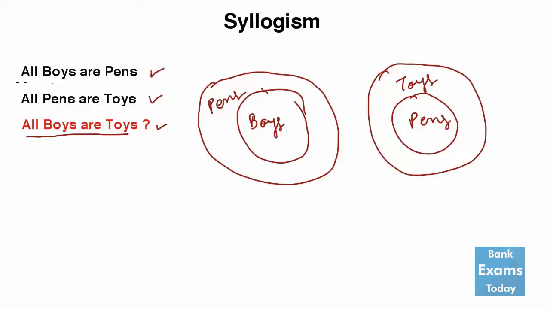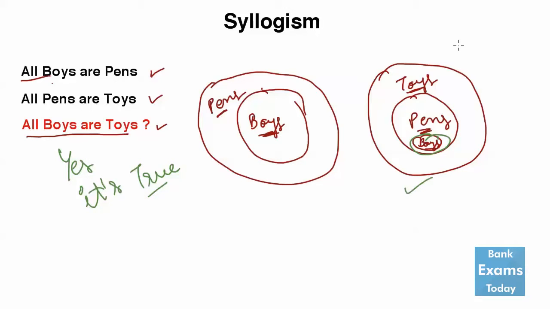So understand this. All the boys are pens. All the boys are part of the bigger circle, that is pens, and all the pens are part of the bigger circle, toys. So we can combine this. Boys is here, a smaller circle inside the pens. So all boys, this smaller circle, are a part of the bigger circle, toys. So yes, it's true. All boys are toys. So let's do some difficult questions that will be asked in the real exams.